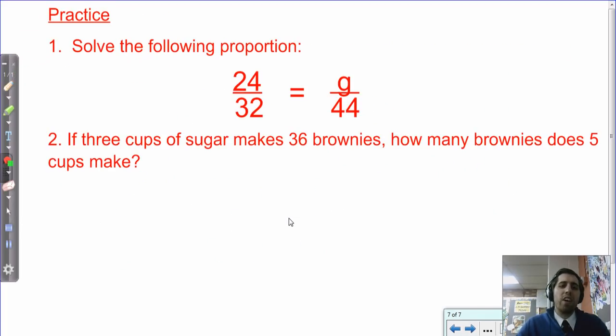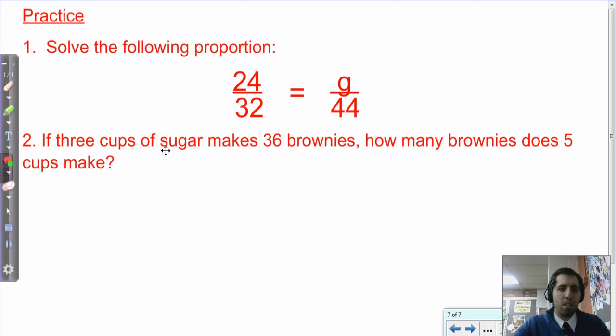Number 1 says solve the following proportion. 24 thirty-seconds is the same as G over 44. What must G be? And the second one says if 3 cups of sugar make 36 brownies, how many brownies does 5 cups make? So set up a proportion, solve it whatever way you see fit, and I'll catch you tomorrow.